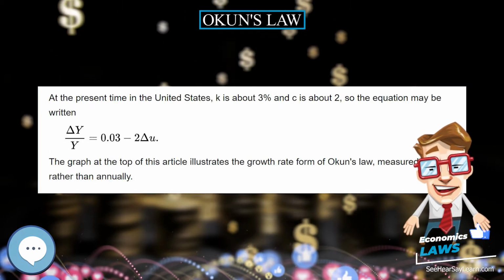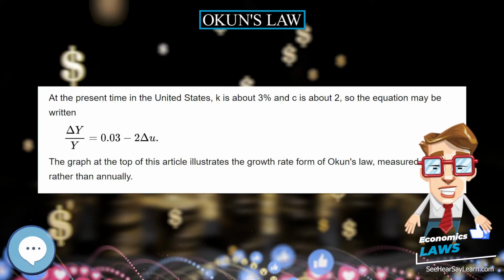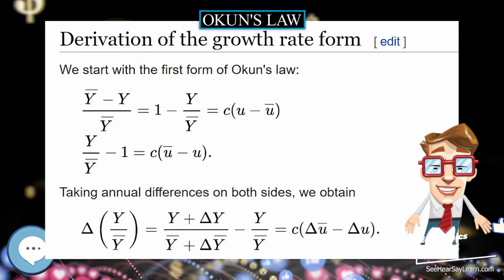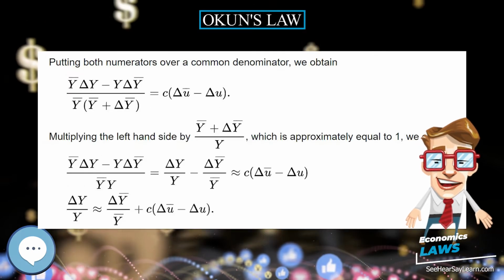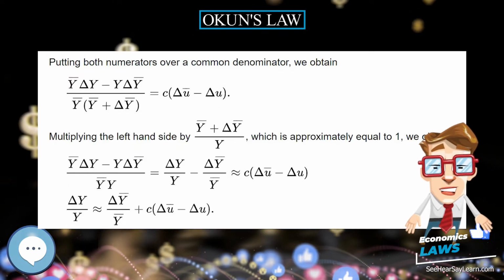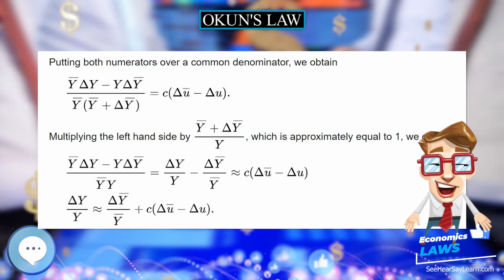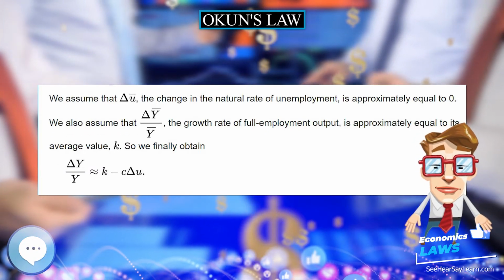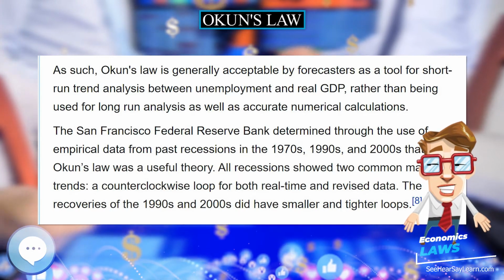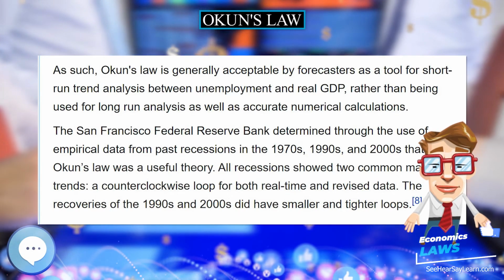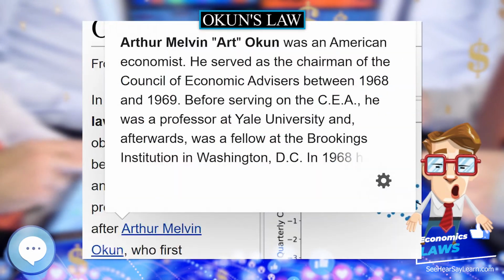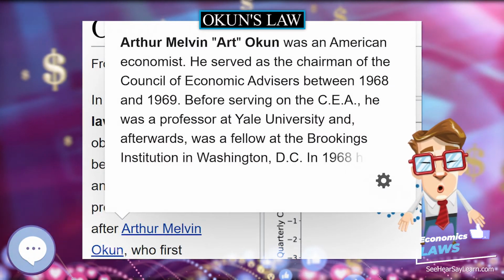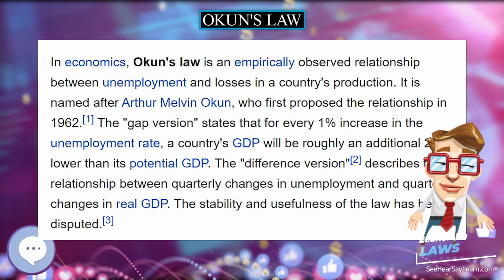At the present time in the United States, k is about 3% and c is about 2, so the equation may be written as shown. The graph at the top of this article illustrates the growth rate form of Okun's law, measured quarterly rather than annually. Derivation of the growth rate form. We start with the first form of Okun's law. Taking annual differences on both sides, we obtain the following. Putting both numerators over a common denominator, we obtain the following.